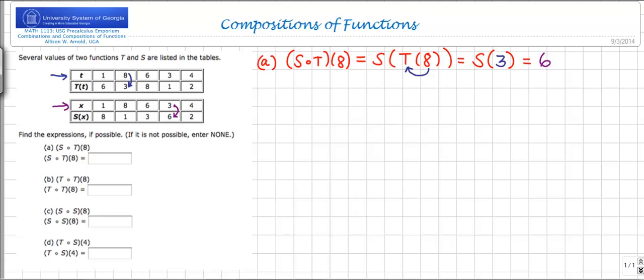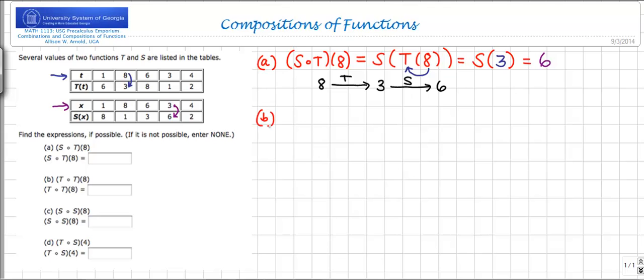And just as a side note here, one way to look at this again is that you're putting 8 into the function t, you're getting the value 3, and then you're putting the 3 into the function s and getting the value 6. So you're tracking it this way.